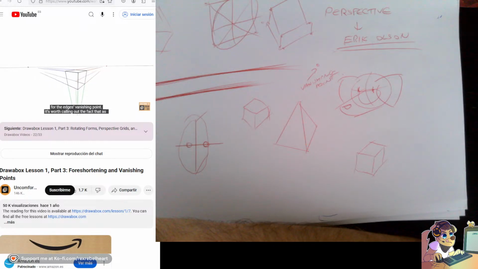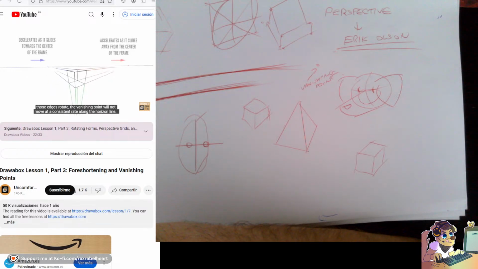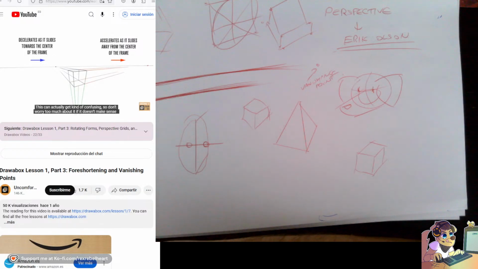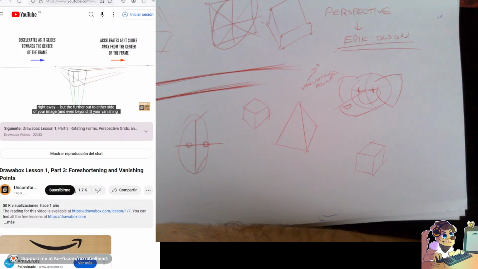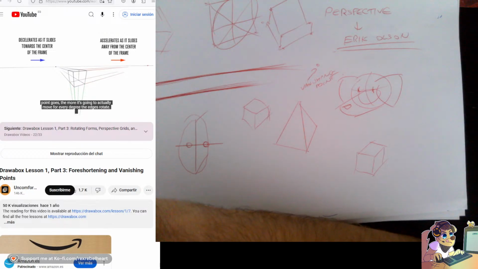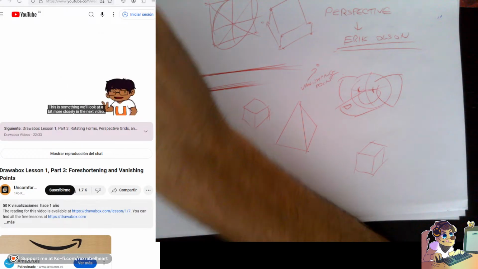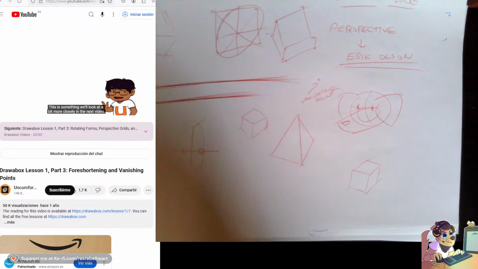It's worth calling out the fact that as those edges rotate, the vanishing point will not move at a consistent rate along the horizon line. This can actually get kind of confusing, so don't worry too much about it if it doesn't make sense right away, but the further out to either side of your image, and even beyond it, your vanishing point goes, the more it's actually going to move for every degree the edges rotate. This is something we'll look at a bit more closely in the next video.